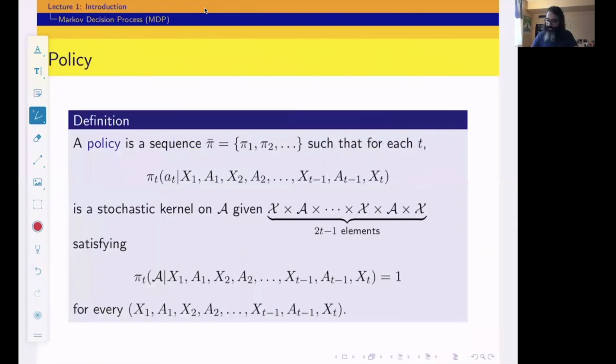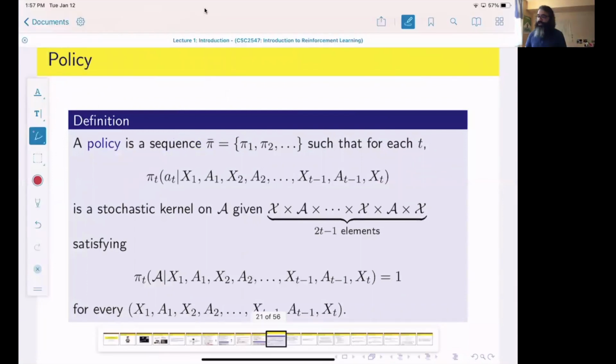Okay, so one other thing, this is a definition of a policy. I start with a very general definition, but later we get to the definition that I described in that figure several slides ago. So policy technically is a sequence of these functions. I use pi bar, the sequence of pi 1, pi 2 to pi infinity, if it goes for infinity, such that for each time t, pi t is giving a distribution over actions conditioned on whatever happened in the past, like x1, a1, up to x_{t-1}, a_{t-1}, up to x_t.